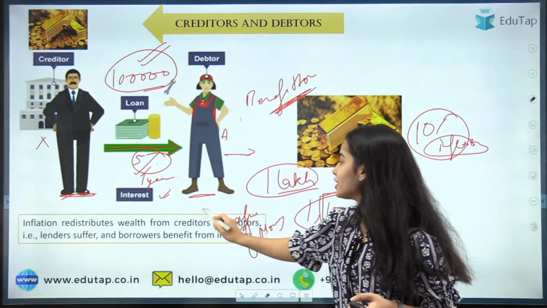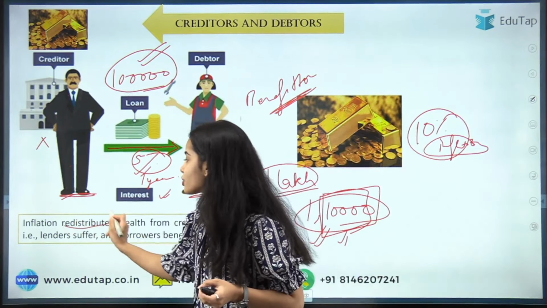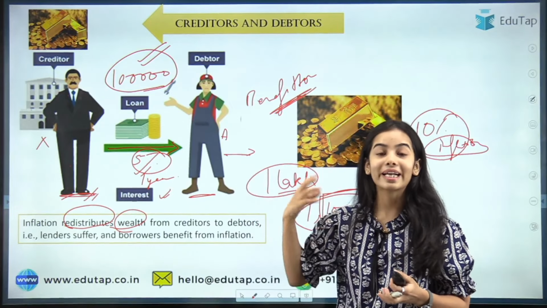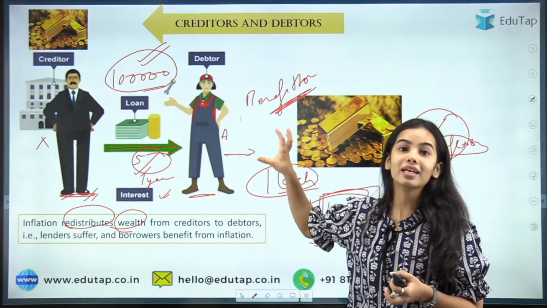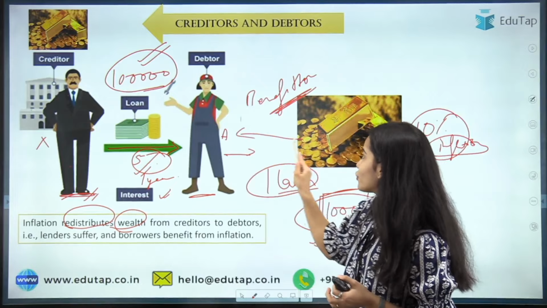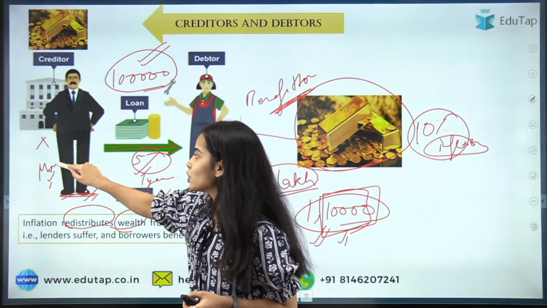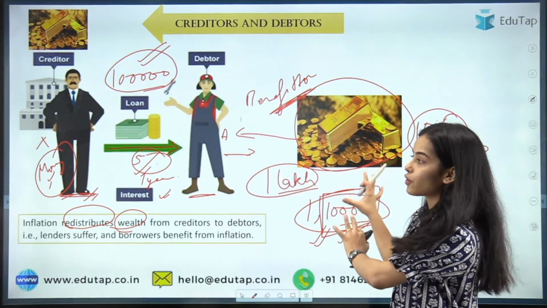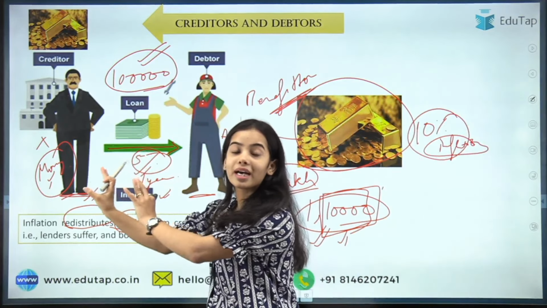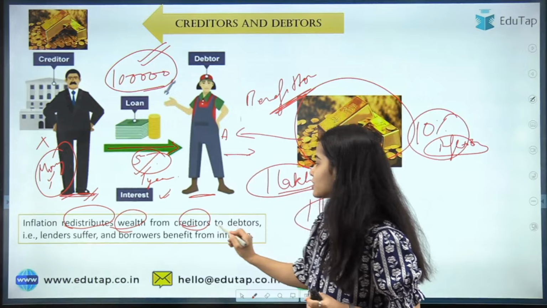Inflation redistributes the wealth from the creditors to the debtors. Okay, so the redistribution of wealth is happening from the creditor, because the creditor is the one that had the money. Now the debtor is the one that has kept the higher value of money in the form of gold, and now it is giving back the creditor the money that has lower value. So this has redistributed the wealth from the creditors to the debtors.